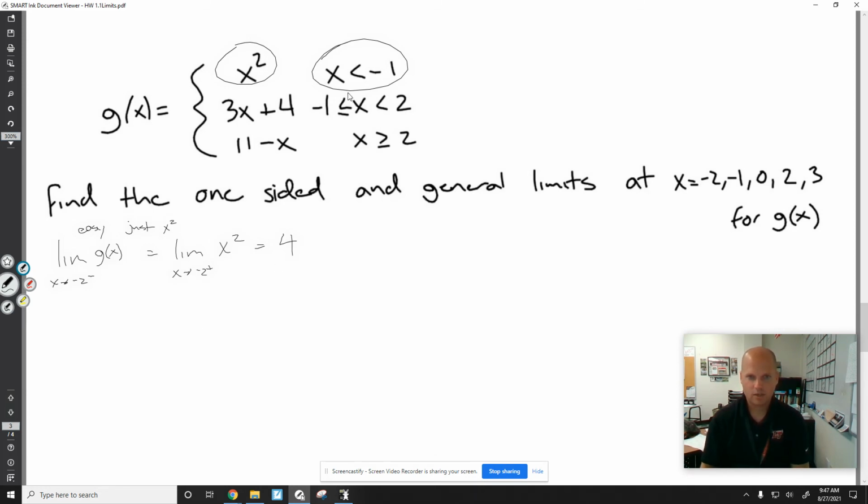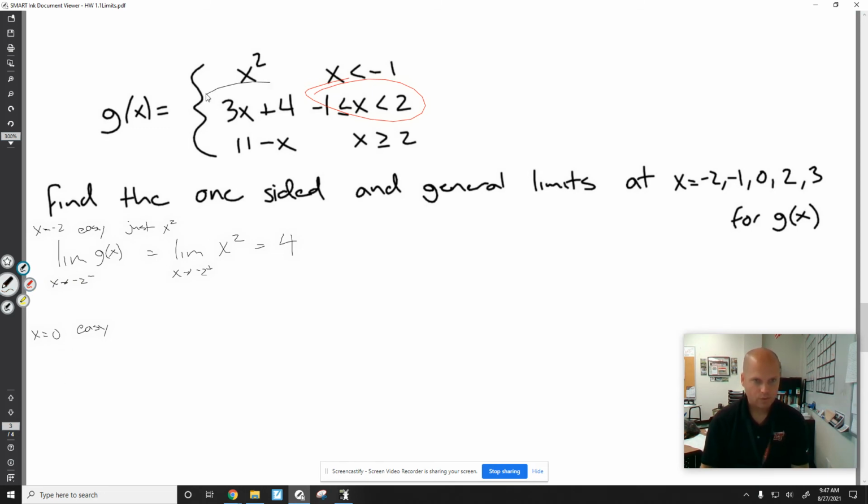Negative 1 is going to be tricky. I got 2 pieces. I know 0 is going to be easy. Let's take care of the easy ones. X equals 0 is going to be easy. Why? Because if I'm using x's that are close to 0, I'm just focusing on this piece.